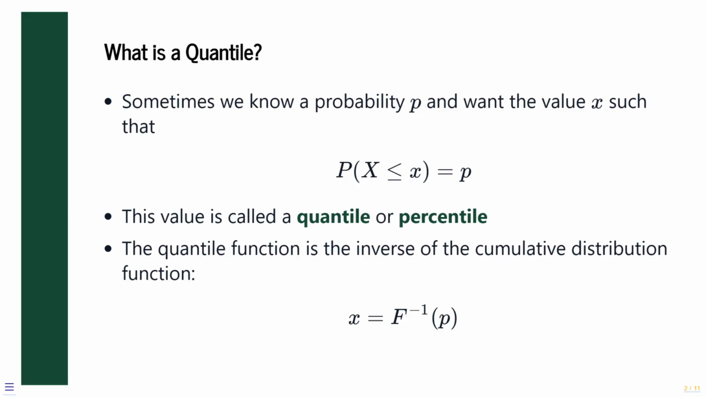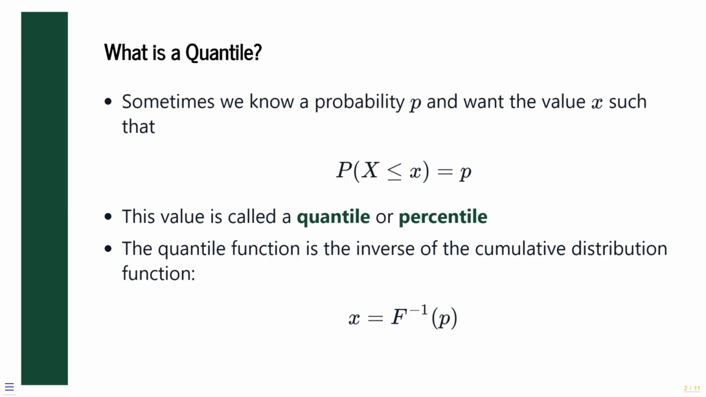A quantile is the value x such that the probability that the random variable is less than or equal to x equals some specified probability we will denote as p. In symbols, we write this as the probability of X less than or equal to x equals p. You can think of this as working backward from probability to value. Instead of asking, what is the probability of being below this number? We ask, what number corresponds to this probability?